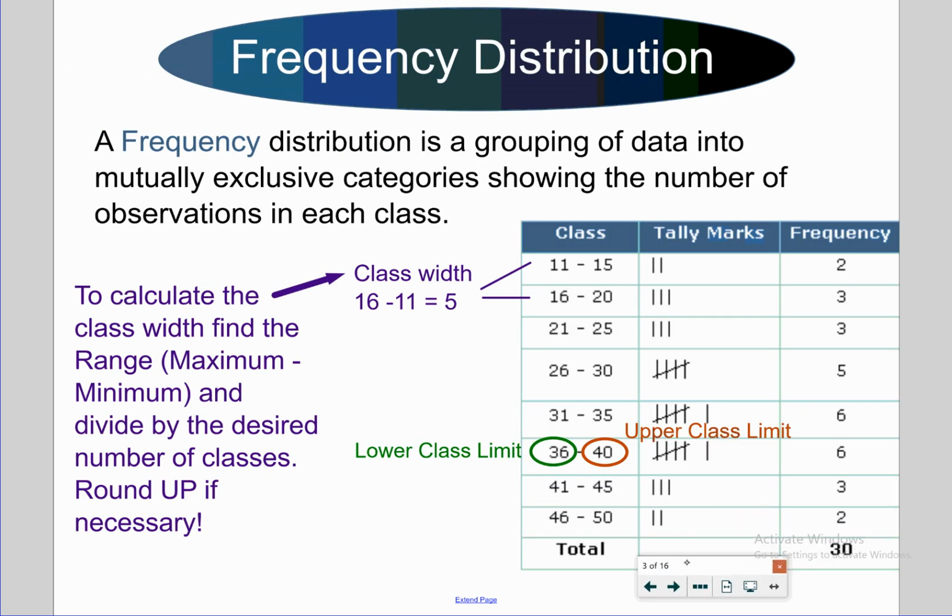So what is a frequency distribution? It's a table of values. You guys may have done these before. Teachers might have called them a tally table, or a frequency table instead of a frequency distribution. A frequency distribution is a grouping of data into mutually exclusive categories. Mutually exclusive is a fancy math term. It means they have nothing in common. The groups don't have any values in common. The table shows the number of observations in each class. When we say class, those are the groups.